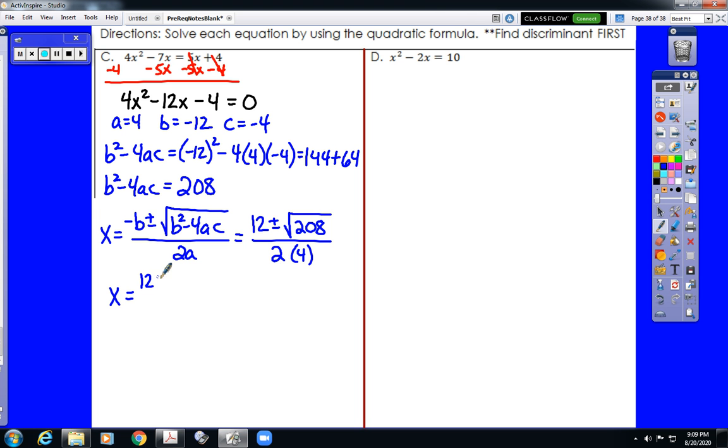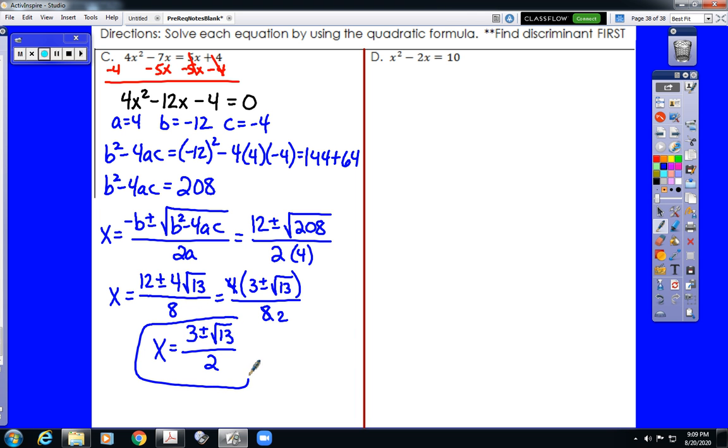Simplify that down, it would be 12 plus or minus the square root of 208. Put it in the calculator, and we find out that that is 4 root 13, because 208 is 16 times 13, and the square root of 16 is 4. 2 times 4 is 8. Now, if you notice, all three of those numbers are divisible by 4. So what happens is we end up factoring out a 4 from the numerator, and then we reduce that fraction, giving us x equals 3 plus or minus the square root of 13 over 2.